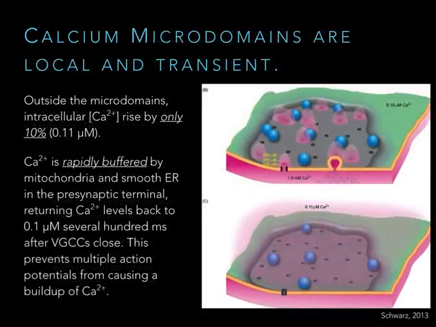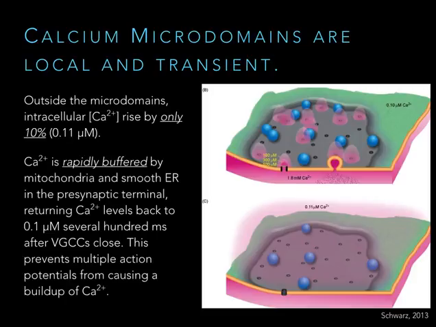And in fact, we quickly clean up that increase in intracellular calcium. We only get about a 10% increase in the basal levels of calcium following an action potential. And then these are quickly reduced back to normal levels, because in that presynaptic terminal, we still have mitochondria, and mitochondria buffer calcium. So does the smooth endoplasmic reticulum that's present. And what this does is prevent calcium from building up, so that every time we fire an action potential, we're starting off with the same very low 0.1 micromolar levels of calcium.